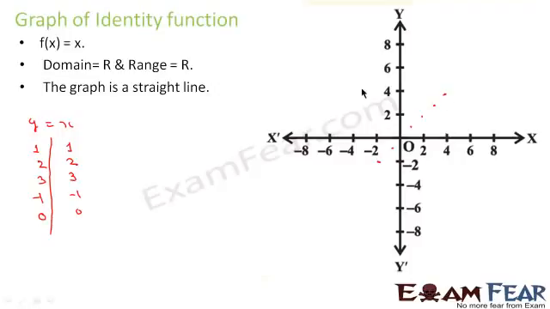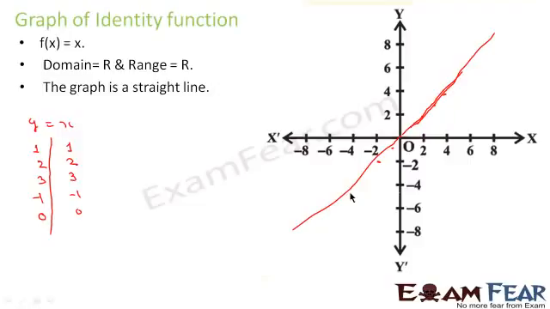So you draw this graph like this. You get a graph like this. It's a straight line. I'm not able to draw a perfectly straight line, but it is a straight line, and this is called the identity function. Whatever is the value of x, the same is the value of y. So it's the identity function, and the graph is a straight line. The domain and range both are R.